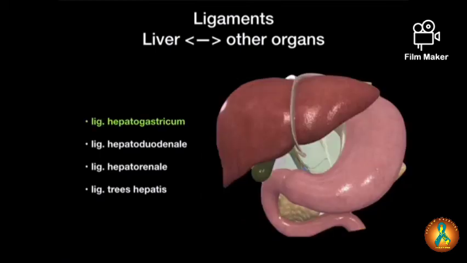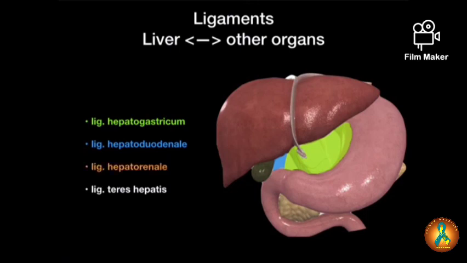So the first one is the ligamentum hepatogastricum, and as the name says, it goes from the liver to the stomach, or in Latin, it goes from hepar to gaster. That's why it gets the name hepatogastricum. And then the next is ligamentum hepatoduodenale, going from the porta hepatis of the liver to the duodenum. This ligament contains the bile duct, veins, nerves, arteries, and things coming out from the porta hepatis. Remember, I mentioned that earlier when I talked about the porta hepatis, that all the things coming out from porta hepatis lie within the ligamentum hepatoduodenale.